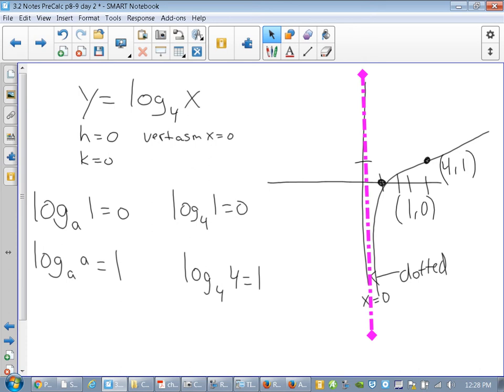Shall we try and do one with an H and a K? Yeah. Okay. Here we go. I know, we're living dangerously. Okay. All right. Yeah.